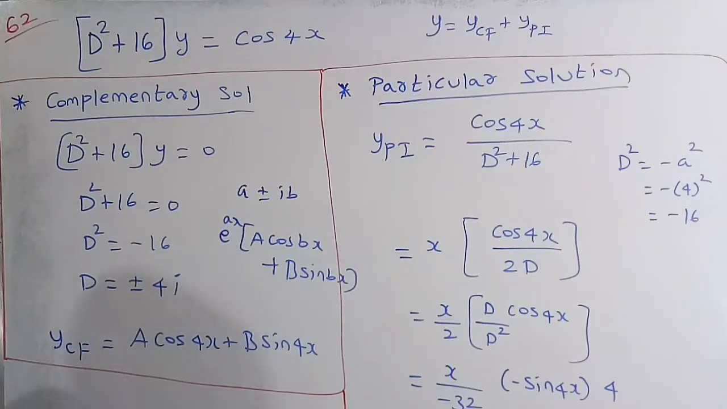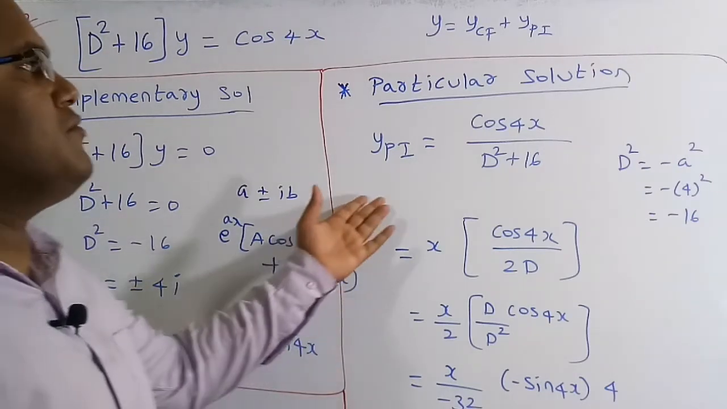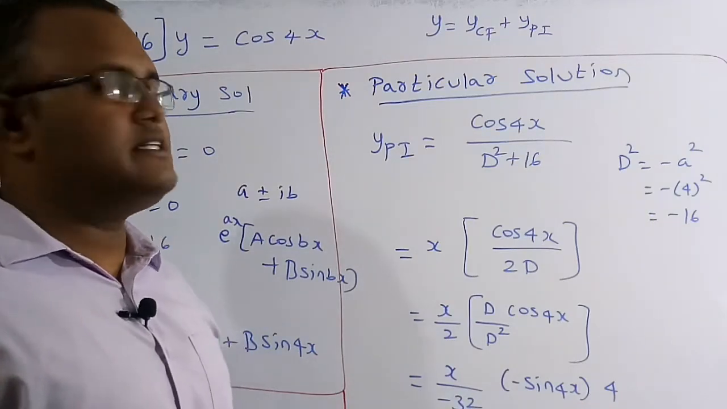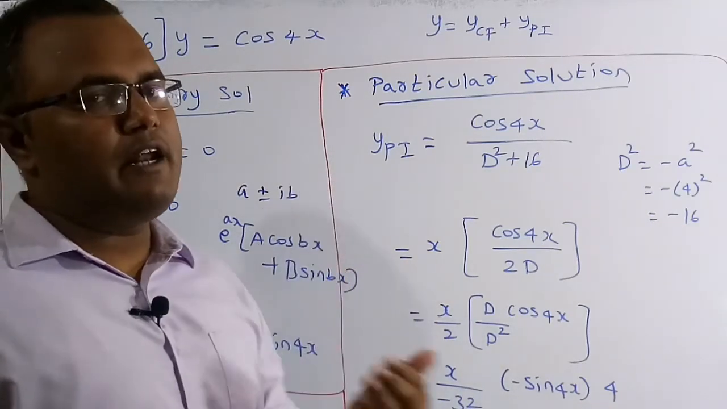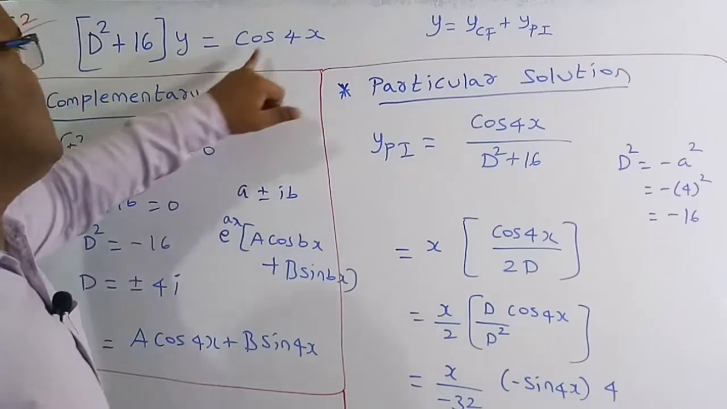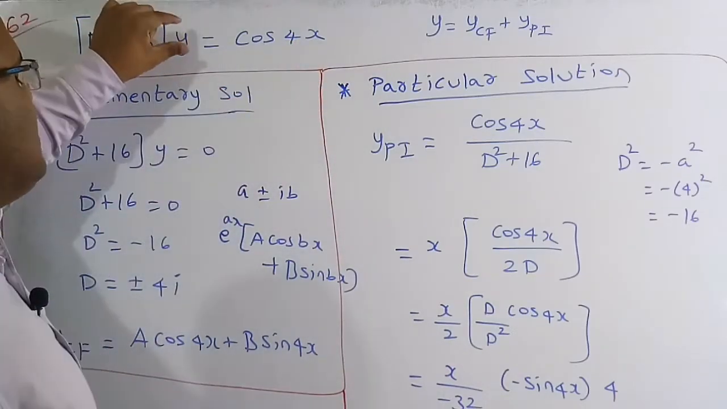So we got the value of the complementary solution. Now we have to find the particular solution, which is, for a particular input, the value of the solution we are going to figure out. So this is the input, cos 4x.